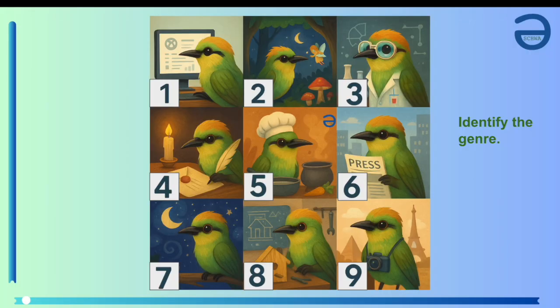Here's a small activity to identify the genre. So you can pause the video and think about what different genres you can see in the different pictures. For example, in number 2, I see a fairy. So what genre can that be? I'm thinking fairy tales. I could be wrong. Let's take a look at the answers.